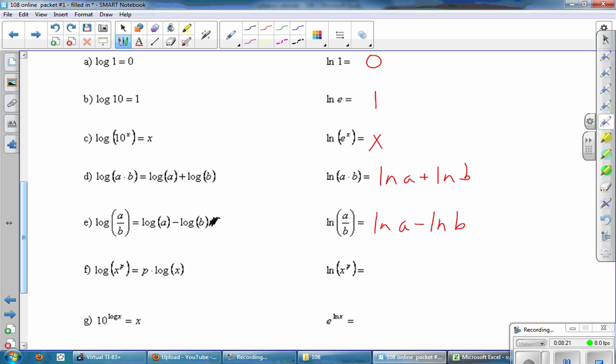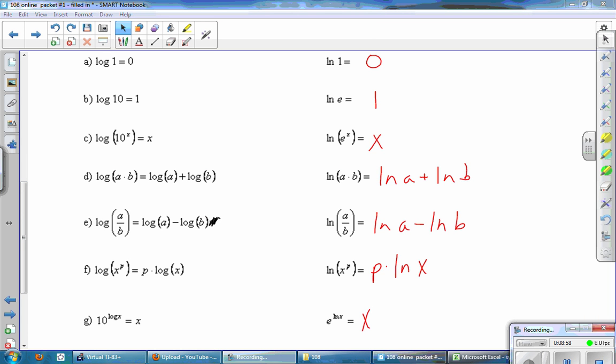Part F, I think, is the most useful property for our purposes on this whole page. It says if you have log of something to a power, you get to take that power and pick it up and move it down into the front. Bring that p into the front, it becomes p times log of x. Same thing over here. Take the power, move it to the front. You don't have to write the dot for multiplication, but I just want to highlight it's times. And then part G says that 10 to the log x equals x. That's kind of weird. e to the ln of x also turns out to be x. Okay, so we're going to use a lot of these properties.